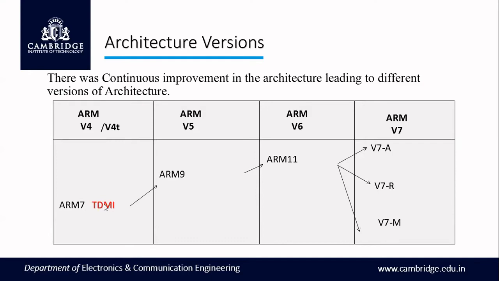Thumb instructions are 16-bit instructions which were introduced in architectural version 4. D stands for JTAG debugger, which means this is the type of debug support provided. M is fast multiplier, and I stands for ICE module, that is in-circuit emulator, which is again a debugging tool that helps for debugging. So these are the suffixes, and each suffix would indicate a key feature of that particular processor design. These features became a mandatory part for the higher versions of processors.